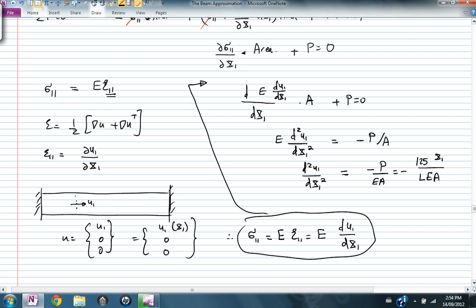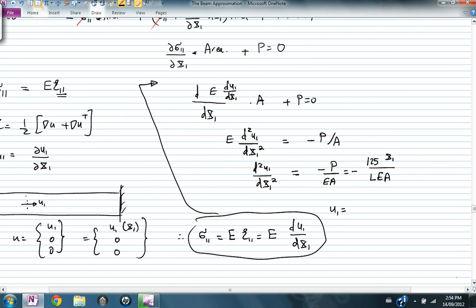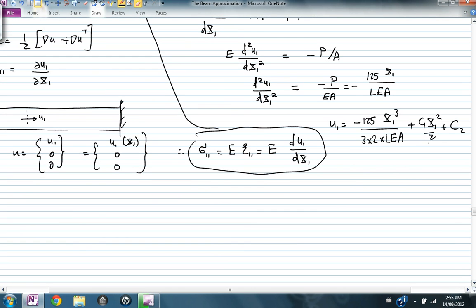Okay, so u1, when I integrate this twice, will be equal to negative 125 x1 cubed over 3 by 2 by LEA plus C1 x1 squared over 2 plus C2. I just integrated it twice quickly, and it's a function of two constants, C1 and C2. I need two boundary conditions to find C1 and C2.